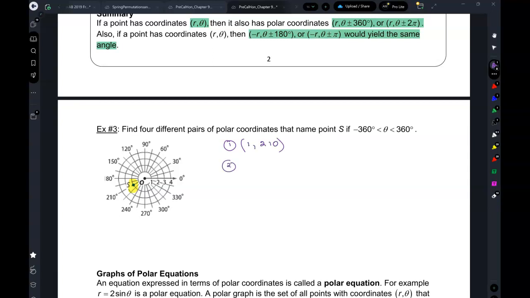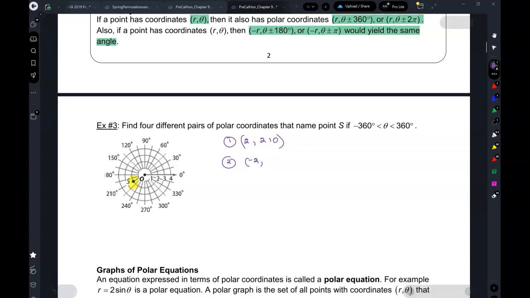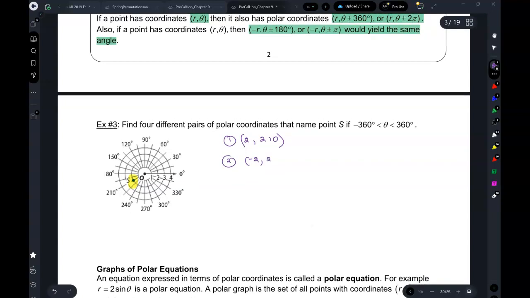Right. Negative... No, it's 1. Is it 2? Oh, it's 2. Sorry. Okay, so then negative 2, and then we do 210 minus 180. So that would be negative 2 comma 30. What else can we do? Right, so we can do negative 2 and then 30.